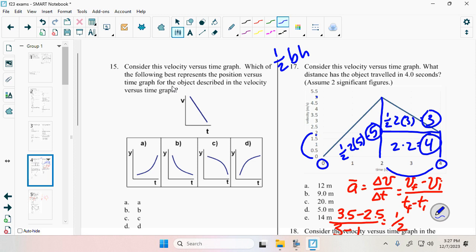Okay, the slope of an x versus t is the velocity. The slope of a v versus t is the acceleration, and the area of a v versus t is the distance. Okay, easy. Are we good on this one? 17, 18? All right.